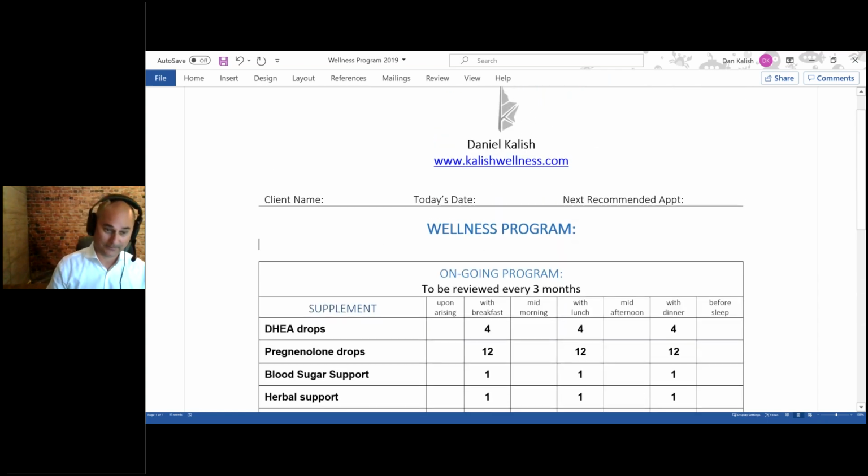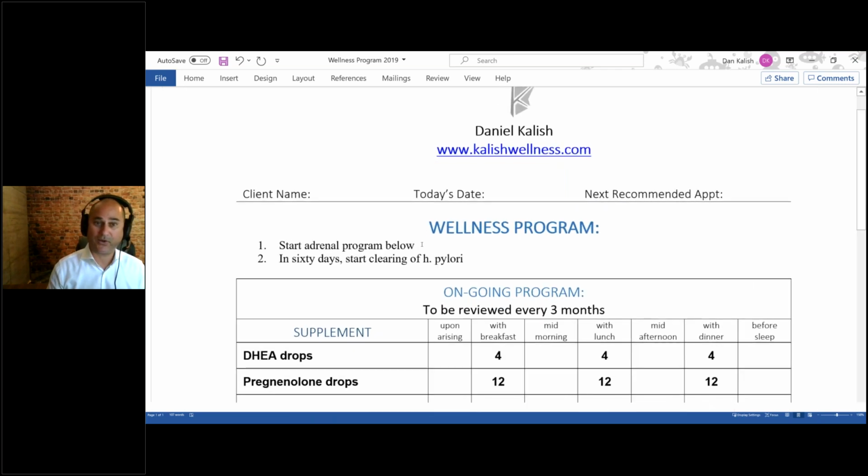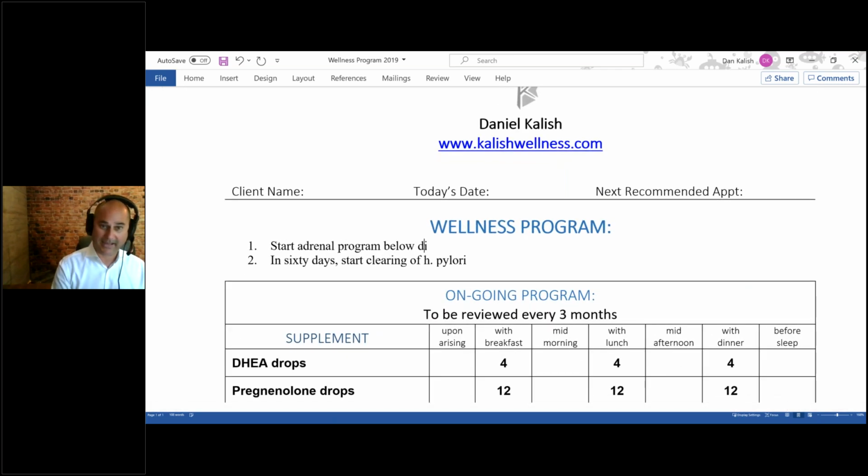But that starts a couple months into this, right? So it would be start adrenal program below, and then in 60 days, gotta wait, start clearing of H. pylori. It's the preparation that makes all the difference. And when you start the adrenal program, that's code word for diet, exercise, meditation, all the things that we want to calm that person down. Remember, because this is stress mediated. So you can't just go in and kill it. It just doesn't work like that.